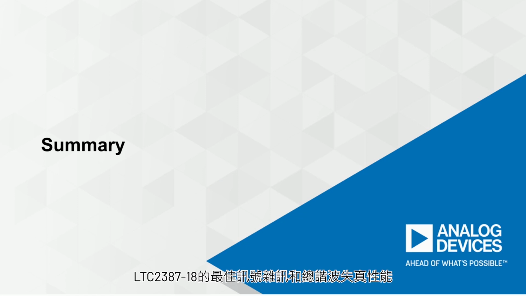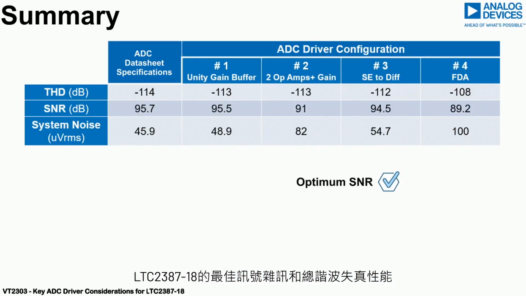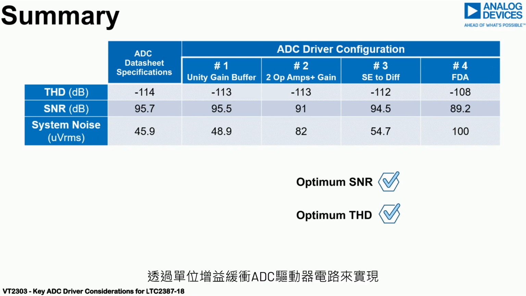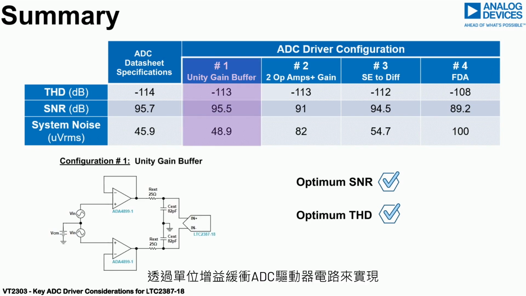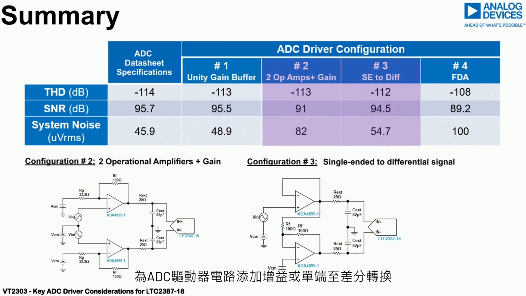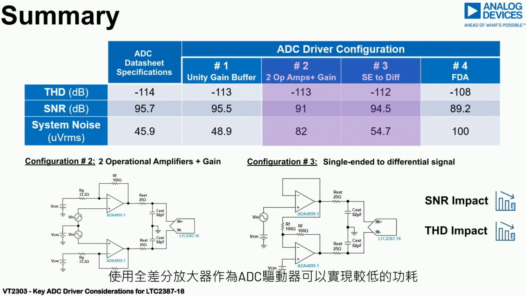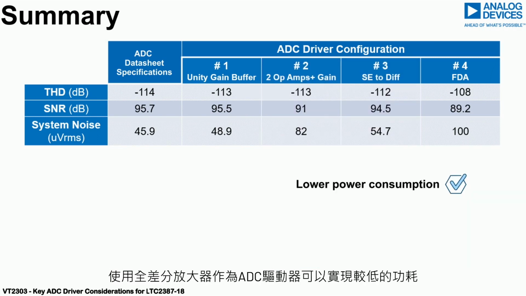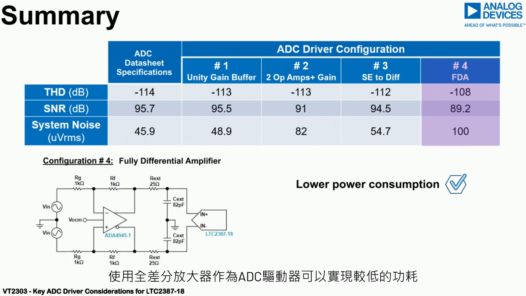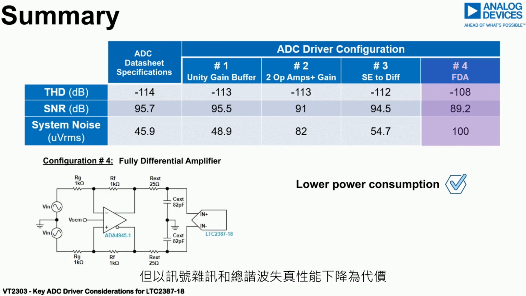In summary, optimum SNR and THD performance for the LTC2387-18 is achieved with a unity gain buffer ADC driver circuit. Adding gain or single-ended to differential conversion to the ADC driver circuit impacts SNR and THD. Lower power consumption is achieved with a fully differential amplifier used as the ADC driver, but at the expense of degraded SNR and THD performance.